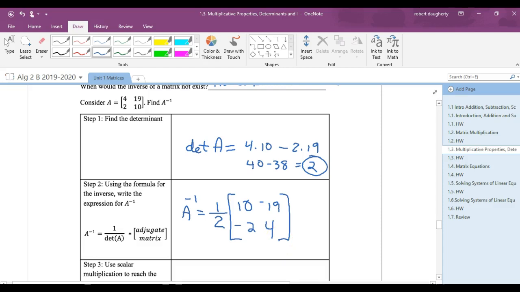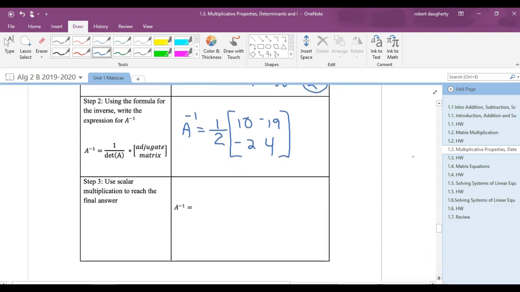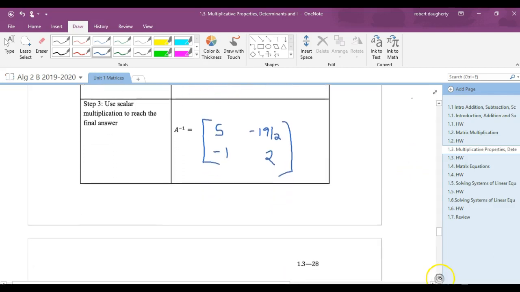So we want to go one step further. Let's multiply this 1/2, and we get our final answer. What is 1/2 times 10? 5. And then I'm going to have negative 19 halves. Leave it as a fraction. What's negative 2 over 2? Negative 1. And what's 4 over 2? That's 2. So this is the inverse of my original matrix. I wonder if I make you prove it next.